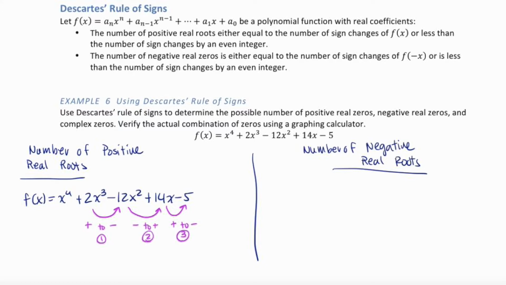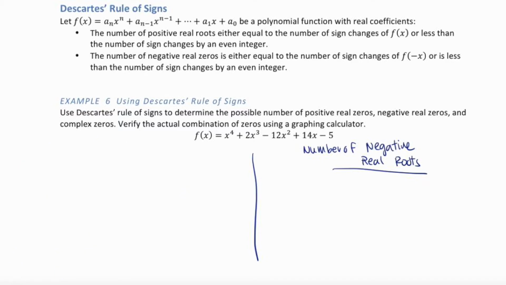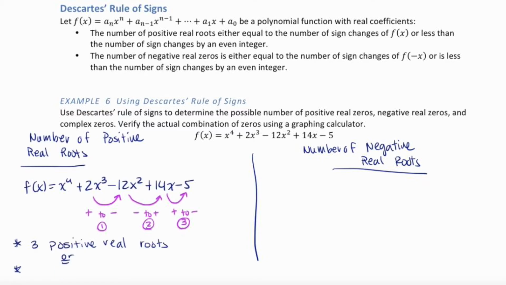This means we either have 3 positive real roots, or, let me scooch this up real quickly. I don't want this to be cut off. Or we have 1 positive real root. And this is due to the fact that 3 less an even number of 2 is 1.